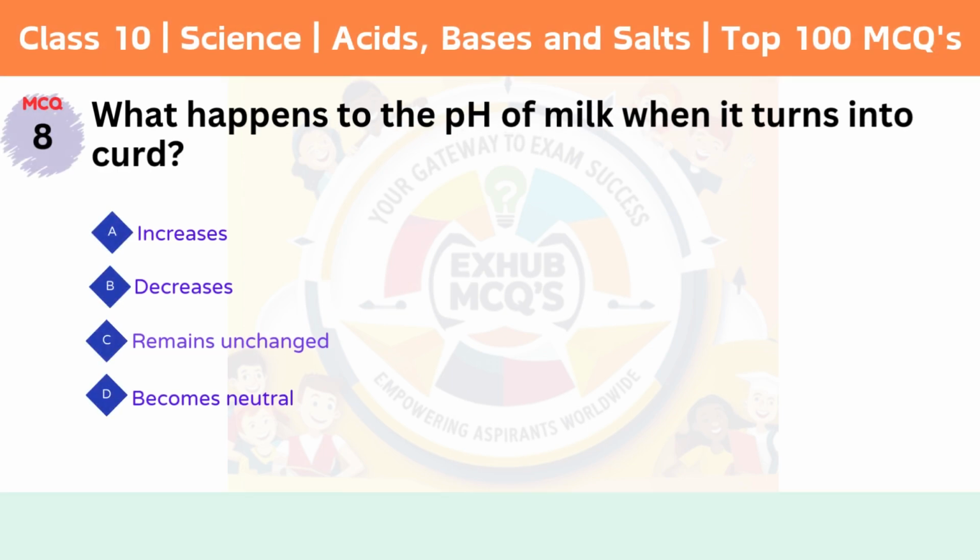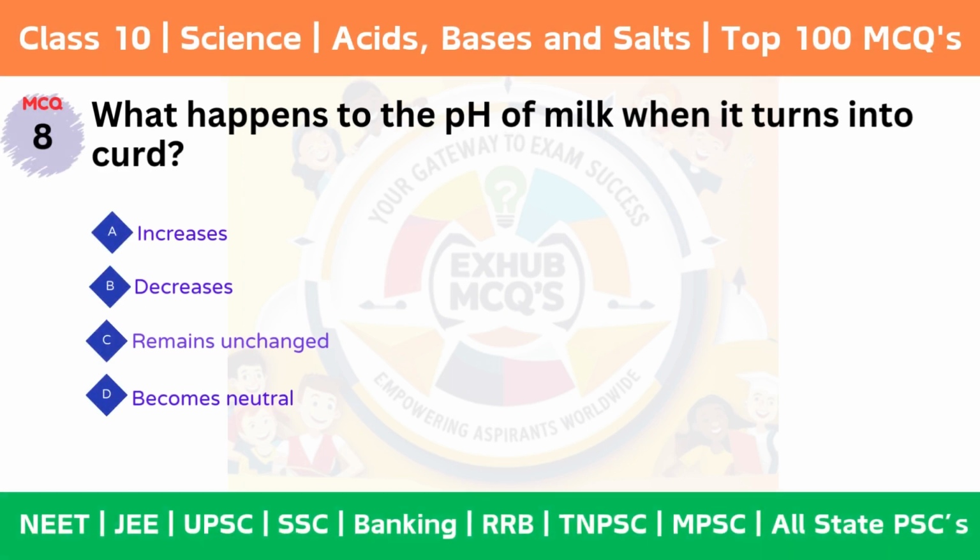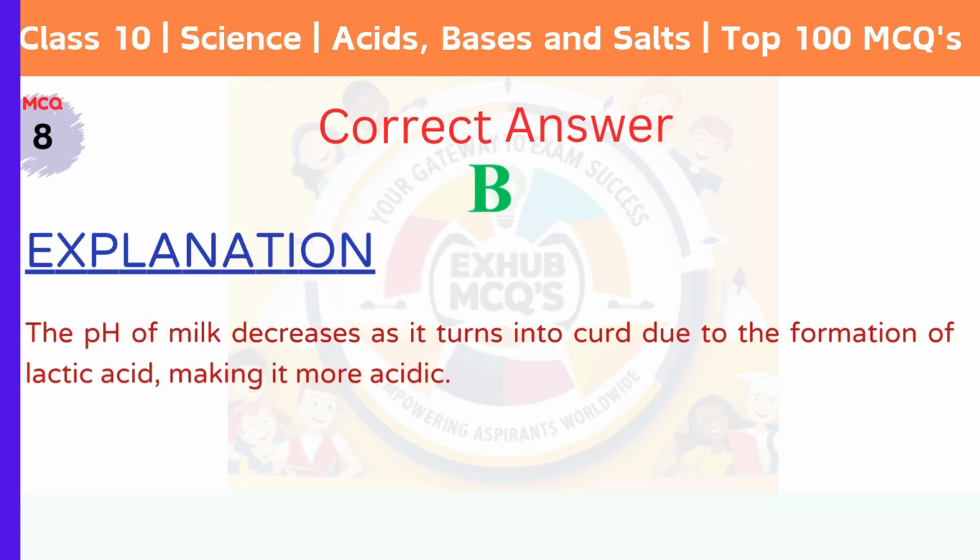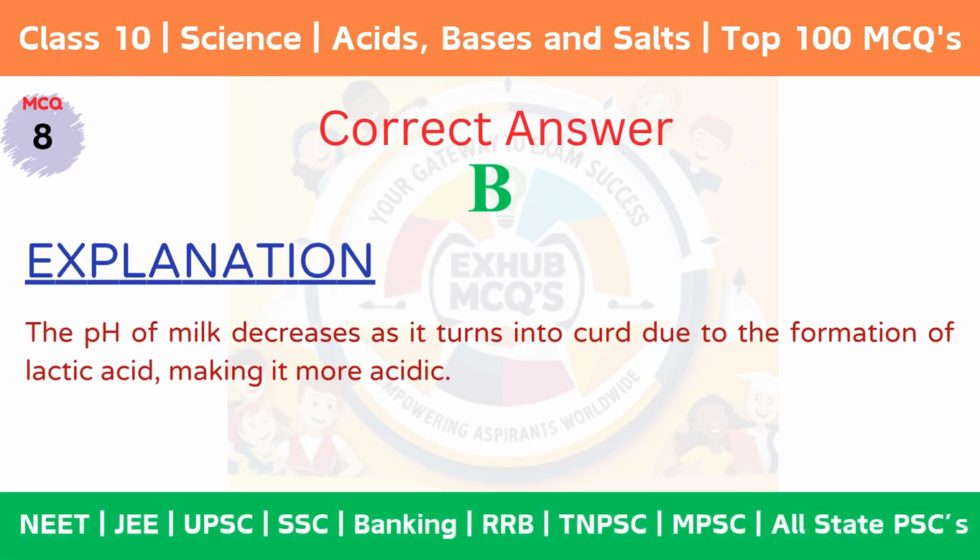MCQ 8. What happens to the pH of milk when it turns into curd? Option A, increases. Option B, decreases. Option C, remains unchanged. Option D, becomes neutral. The correct answer is option B, decreases.